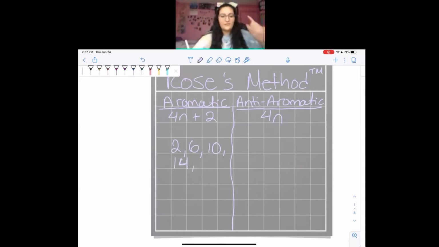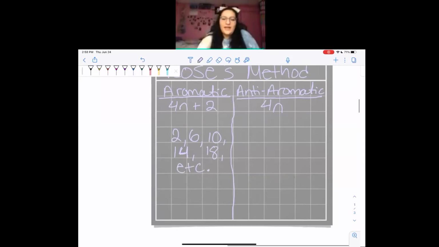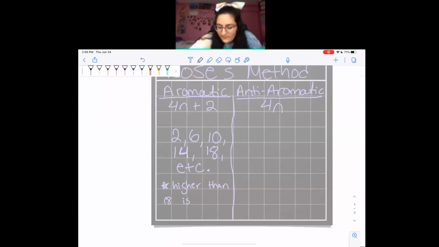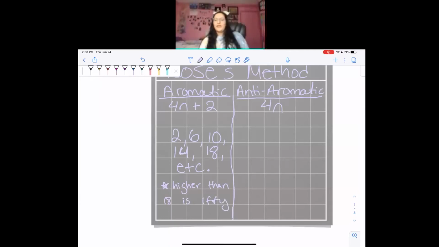Is everyone kind of following the pattern? 18, etc. And so anything higher than 18 is iffy. So if we have something higher than 18, you kind of want to be on the lookout, like, oh, this might not follow the planar rule.